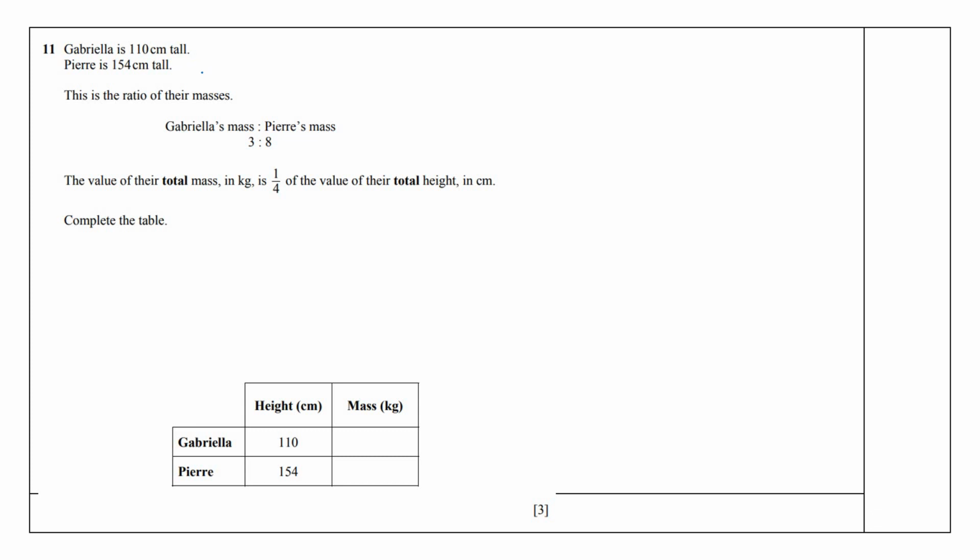Next, Gabriella is 110 centimeters tall, Pierre is 154 centimeters tall. The ratio of their mass is 3 to 8. The value of their total mass in kilos is 1/4 of the value of the total height in centimeters. So first off, we'll need to work out the total height, which will be 110 plus 154, which is going to be 264. 1/4 of 264 will be 264 divided by 4. 4s into 2 don't go, 4s into 26 will go 6 times remainder 2, 4s into 24 will go 6 times as well. So that means that their total mass is going to be 66 kg.